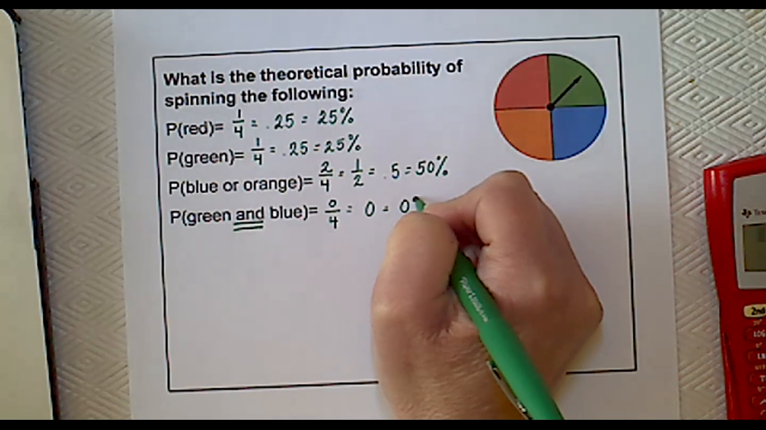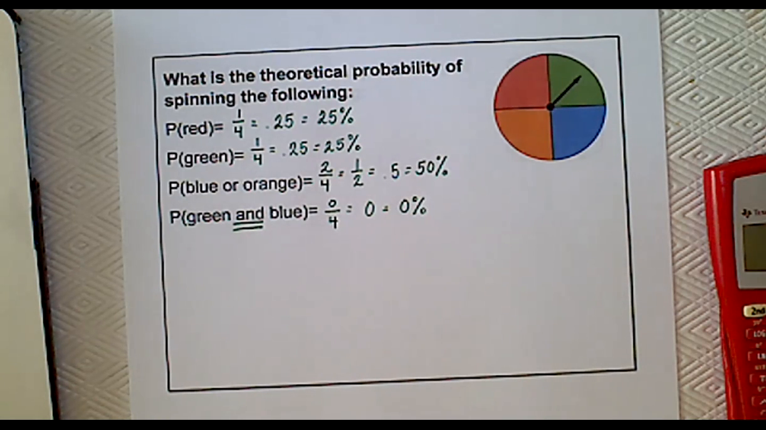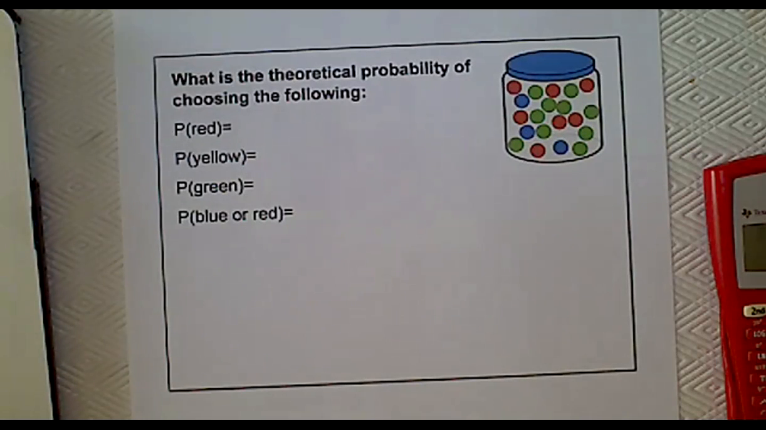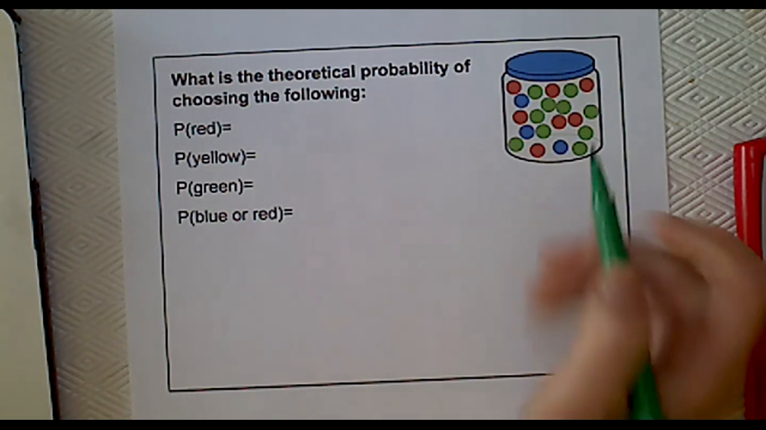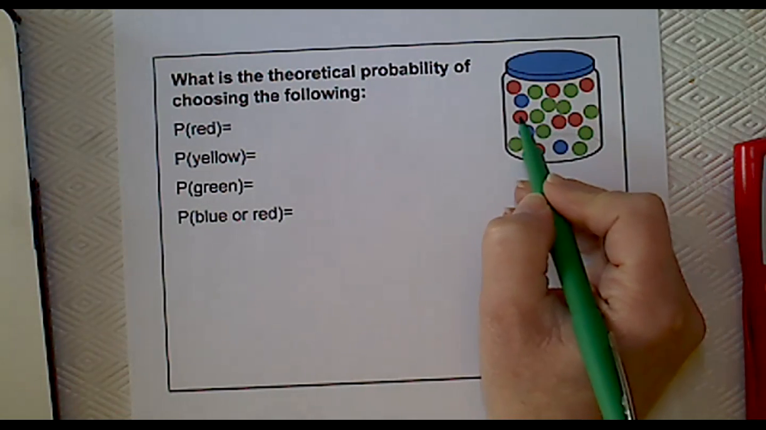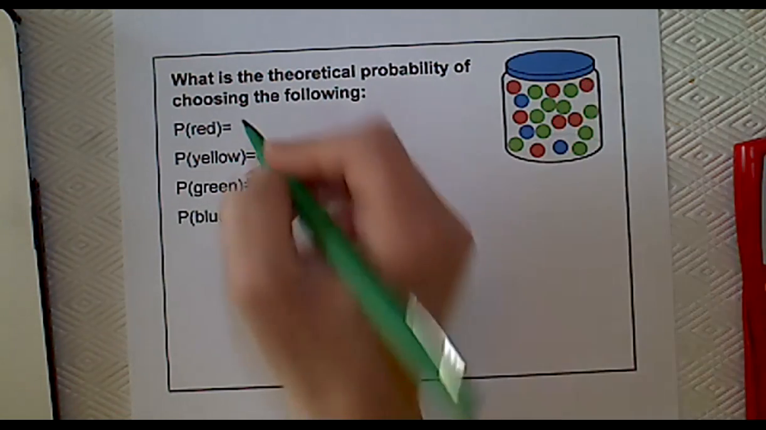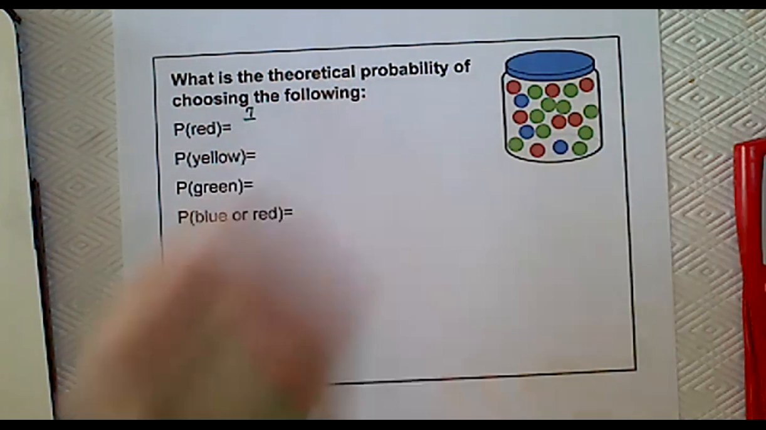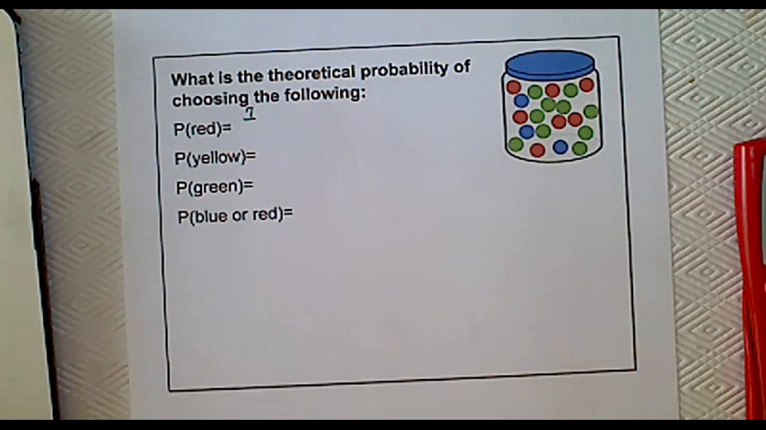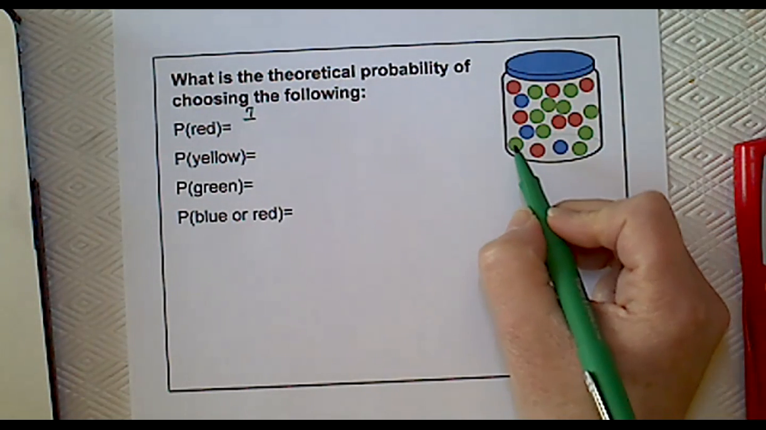So that's going to give us a 0% chance. Okay, so now we'll just look at a bag of marbles. And we want to know what is the theoretical probability of choosing a red. So when I look at my marbles, I have 1, 2, 3, 4, 5, 6, 7 reds. And it wants to know the number of possible outcomes. So I need to count all the marbles that I have in my jar.